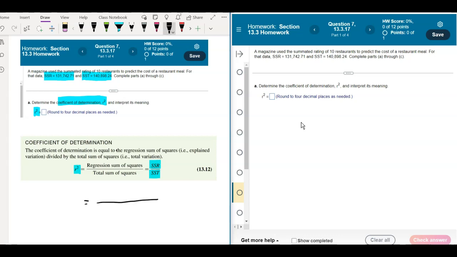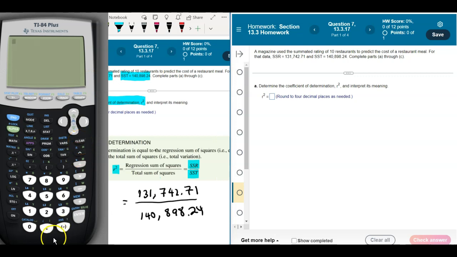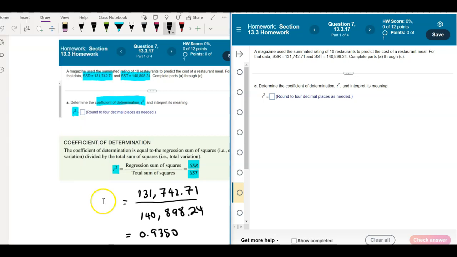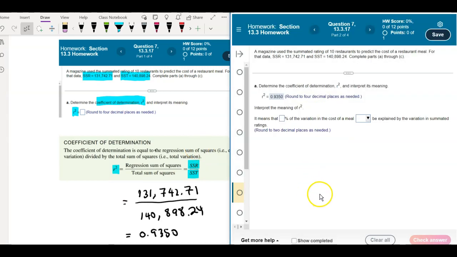So what you're going to do, you just divide 131,742.71 divided by 140,898.24. All right, let's plug it into the calculator. And we get 0.93502. We want to round to four decimal places, so it's going to be 0.9350. All right, so let's verify it. Okay, it looks good.